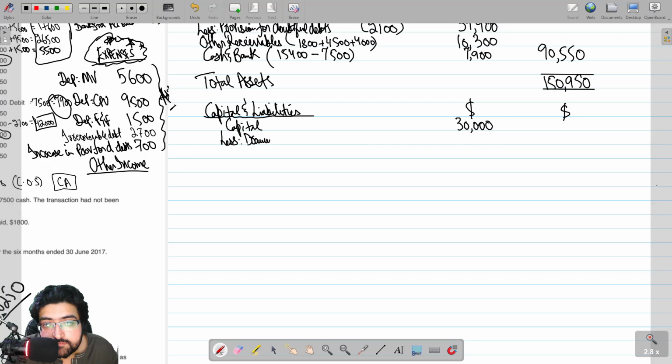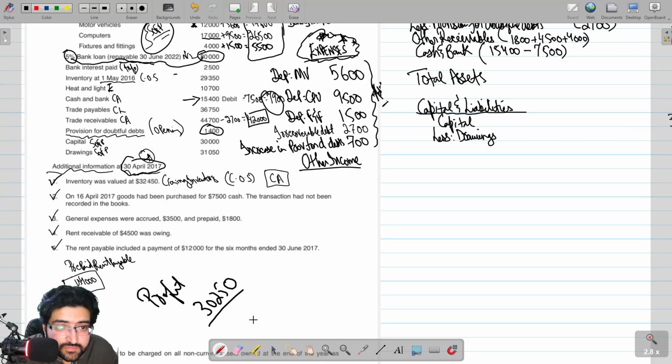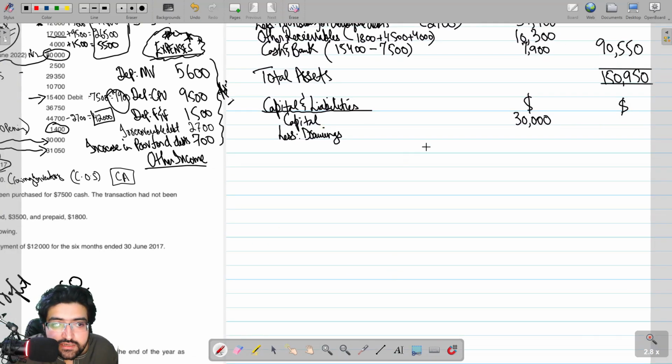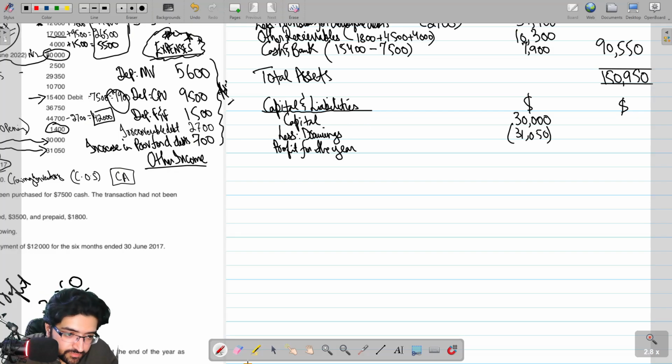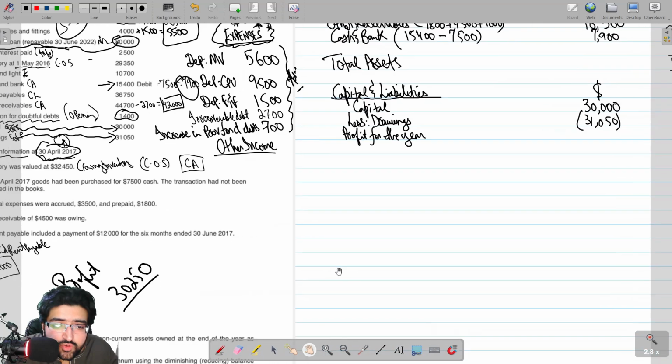We less drawings from it, as you know from the format. What's the value of drawings? 31050, and this was capital, just to show you if you did not recognize. This is 30,000 capital, these are drawings 31,050. Drawings are subtracted from capital, so put these in brackets, and then profit for the year is added. Profit for the year, which we get from the income statement. I have recorded it here, 30250.